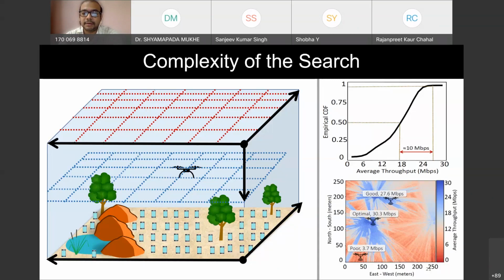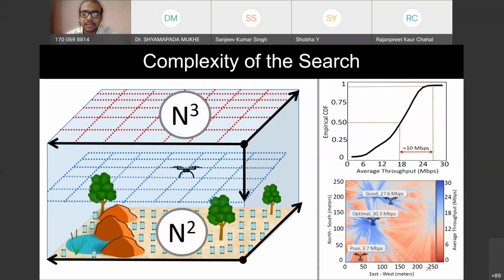So the complexity of the search becomes, on the space where to put the drone, like n cubed in terms of these unit boxes that I have drawn. And on the ground also, if you imagine the 2D plane, we have these boxes around, there are like n squared boxes, right? So the complexity of the search is very high, and we cannot use a brute force way in order to look for the optimal location for operating the drone, right?